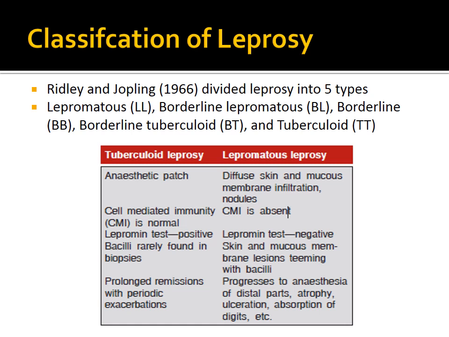Why does this happen? In tuberculoid leprosy, cell mediated immunity is normal, while in lepromatous leprosy, cell mediated immunity is absent. So there is one test to distinguish this: the lepromin test.